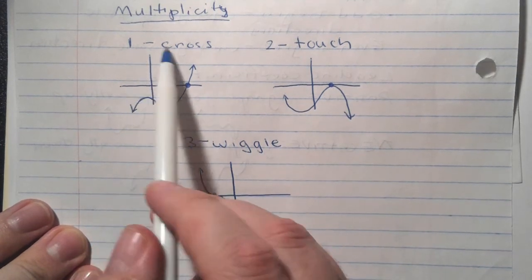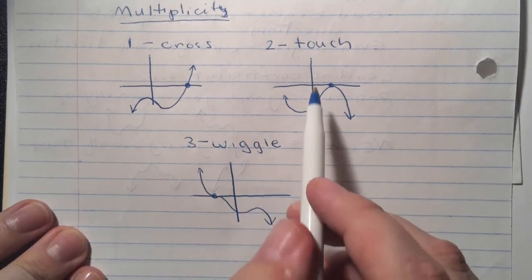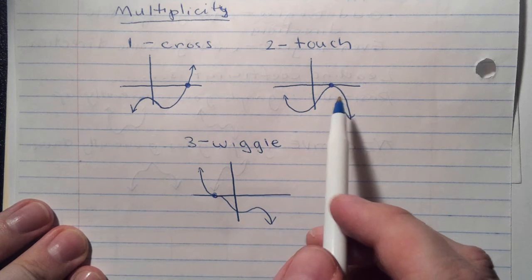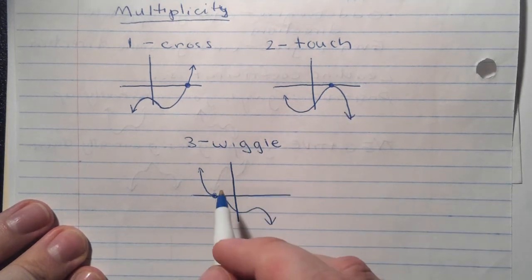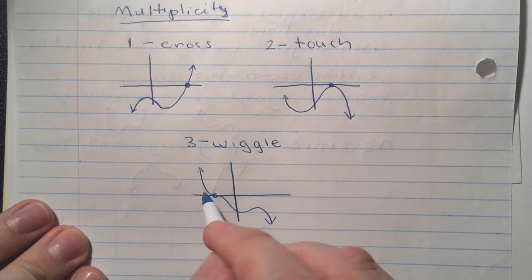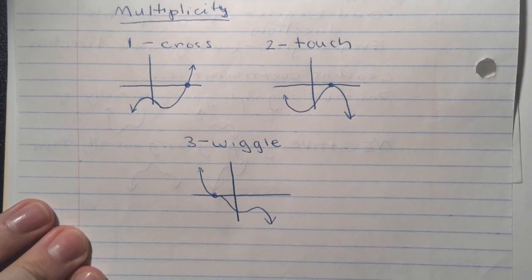If the multiplicity is 1, the graph will cross straight through the axis. If the multiplicity is 2, I will touch the axis without actually passing through. And if the multiplicity is 3, I will sort of wiggle through, where the graph gets basically horizontal for a moment. I still go through, but I go through with this weird little wiggle, like a cubic.